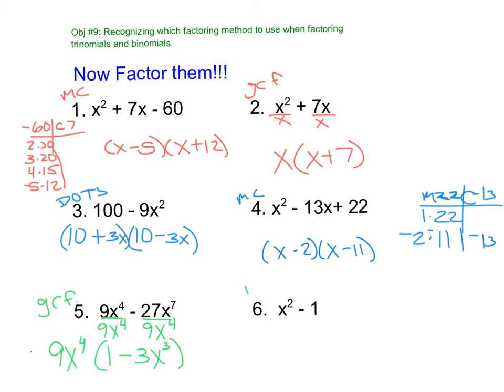And then lastly, this was a dots, perfect squares. It's kind of a weird one. It's so simple, it's confusing. What times itself is x squared? x and x. What times itself is 1? 1 and 1, plus and minus.